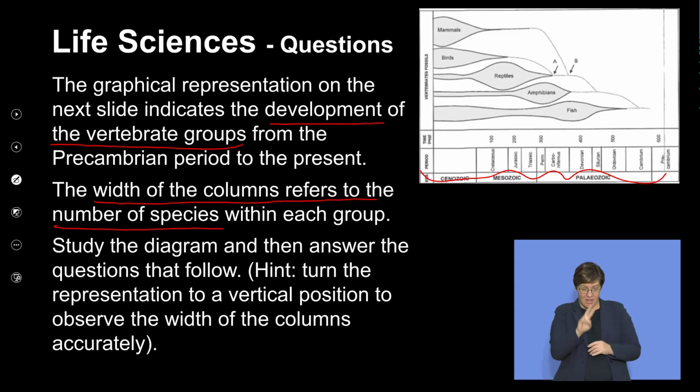Before we even start looking at the questions, this gives us an indication of how many different reptiles were present in the Mesozoic era. It also gives us an indication when birds actually arose, because birds arose in the Mesozoic era. They weren't present before then. It also shows us that the amphibians, at the end of the Paleozoic era, had a wide diversity, but things have changed since then because they now have fewer different types.